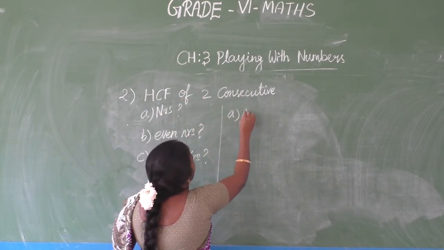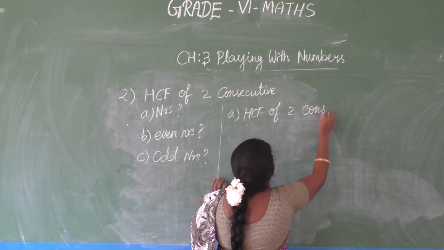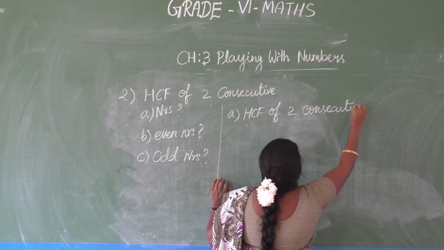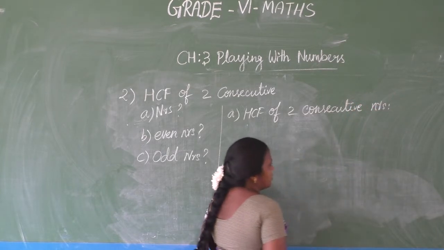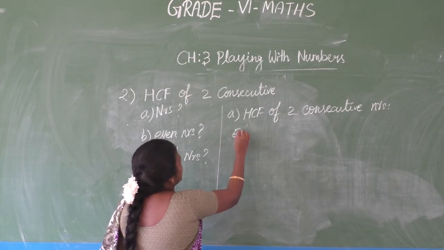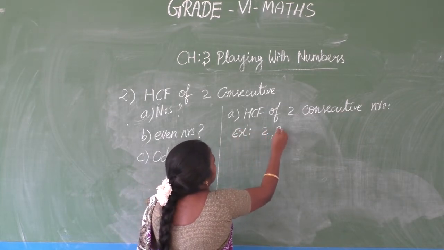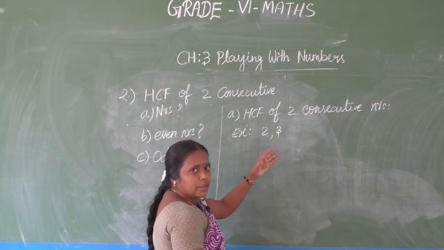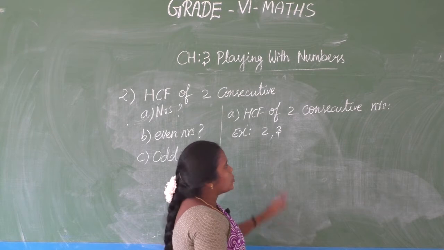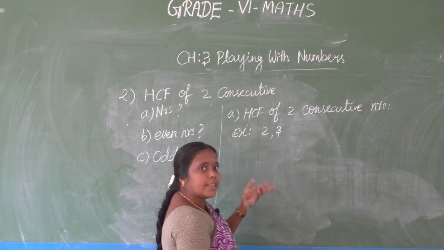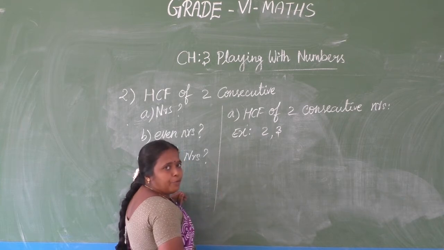HCF of 2 consecutive numbers. We will see. For example, I am taking here 2 and 3. 2 and 3 are consecutive numbers only. Consecutive means next immediate number. So 2 after 3, both are consecutive numbers. This HCF we have to find here.